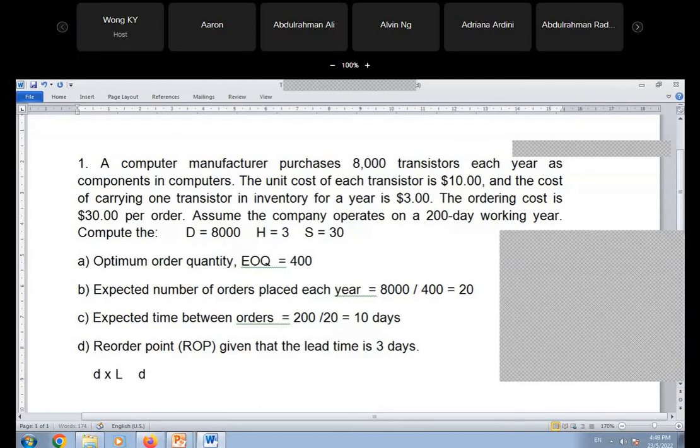How do you get small d? How to calculate small d? There are two ways. You can use 8,000, which is the annual demand, divided by 200 working days. That will give us the demand rate. Or you can calculate it as the order quantity, 400, divided by the expected time between orders, 10. Understand? Either 8,000 divided by 200 or 400 divided by 10, which will give us 40. So small d is equal to 40. And lead time is given as 3, so d times L is 40 times 3. So reorder point is 40 times 3, 220.